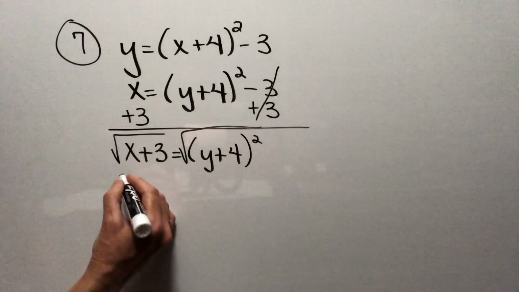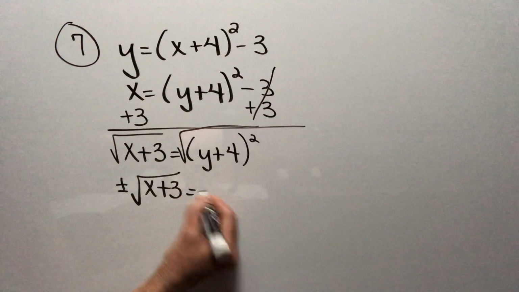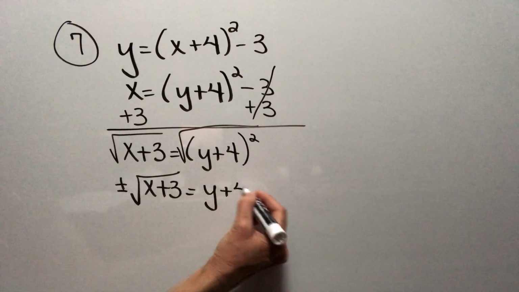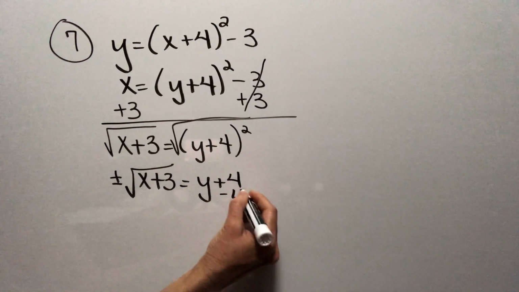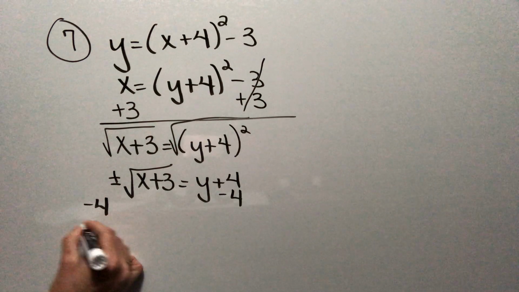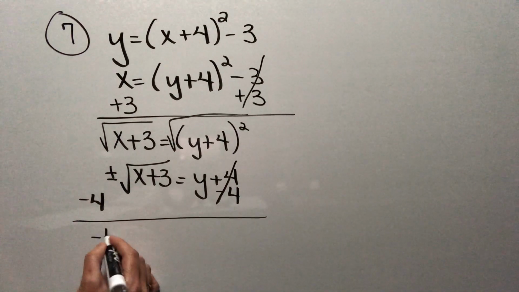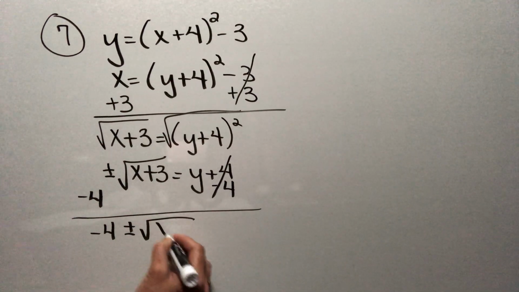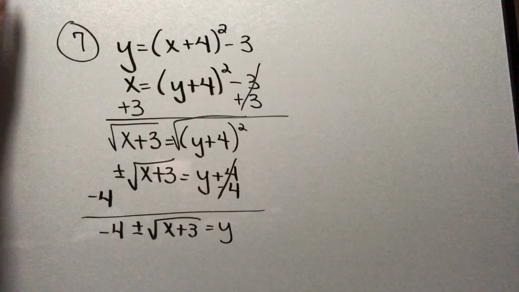When I square root both sides, do I have to include plus or minus? And on this side, the square root and the square cancel out. Then I would subtract 4 from both sides, and the negative 4 would be separate from the radical. So you would put negative 4 plus or minus the square root of x plus 3 equals y. Okay, so that is the inverse.